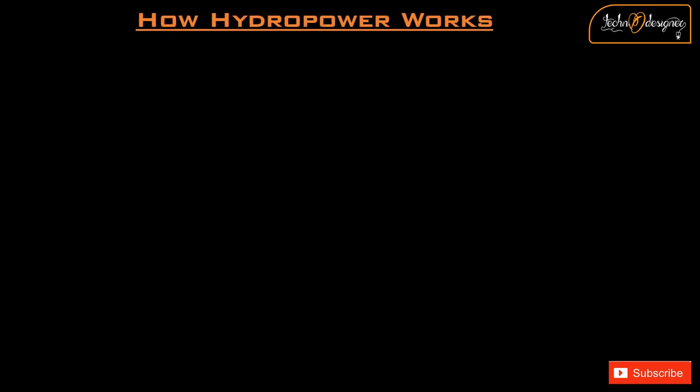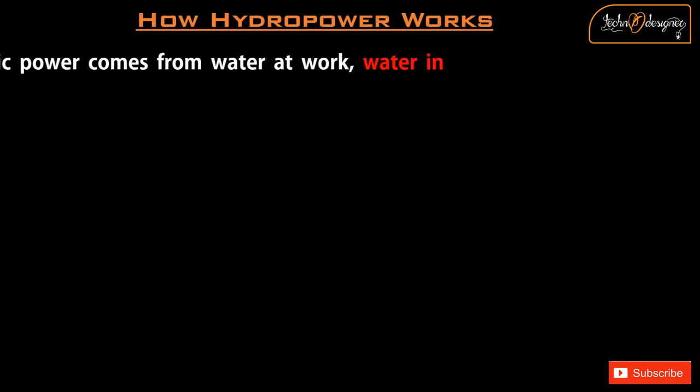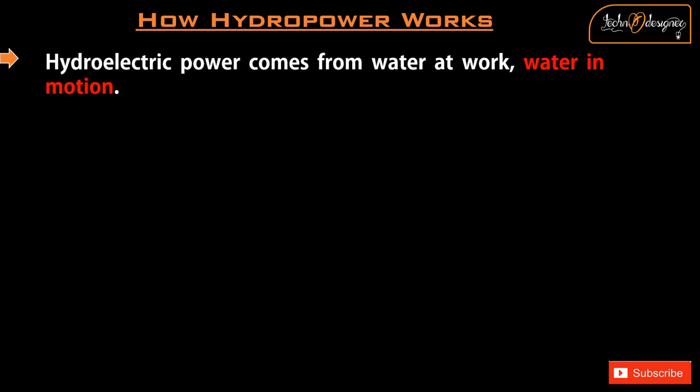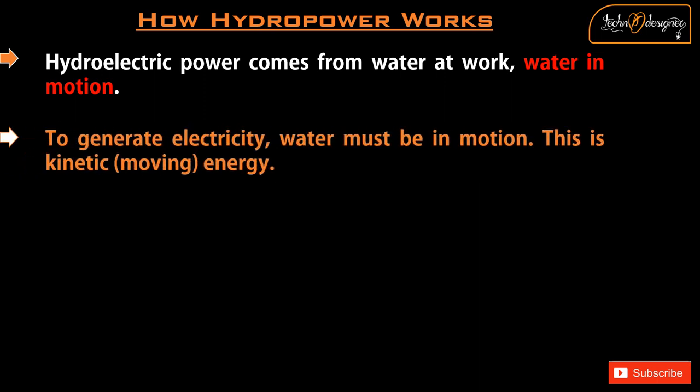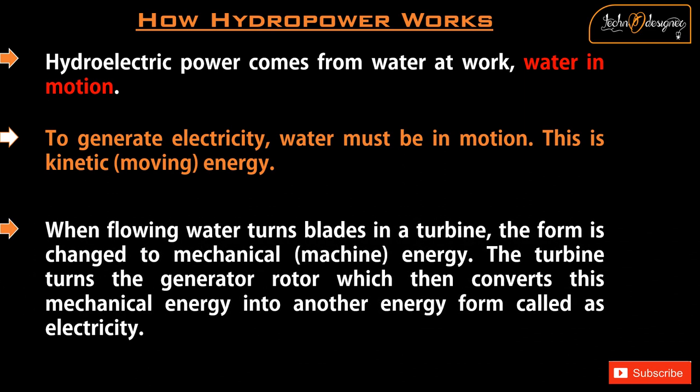How hydropower works. Hydroelectric power comes from water at work. Water in motion. To generate electricity, water must be in motion. This is kinetic, moving energy. When flowing water turns blades in a turbine, the form is changed to mechanical energy. The turbine turns the generator rotor, which then converts this mechanical energy into another energy form called electricity.